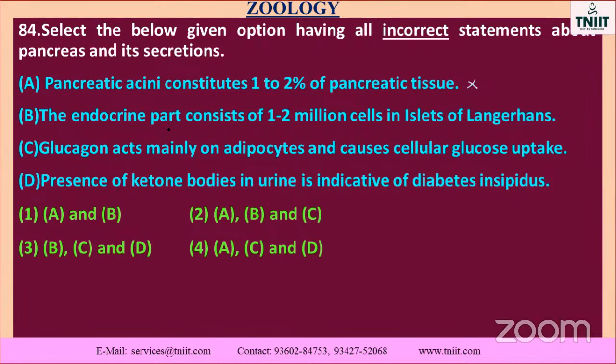The endocrine part consists of 1 to 2 million cells of islets of Langerhans. Yes, it is a correct one. Islets of Langerhans, the endocrine part of the pancreas, we are talking about the pancreas only, consists of 1 to 2 million cells. This is a NEET question.